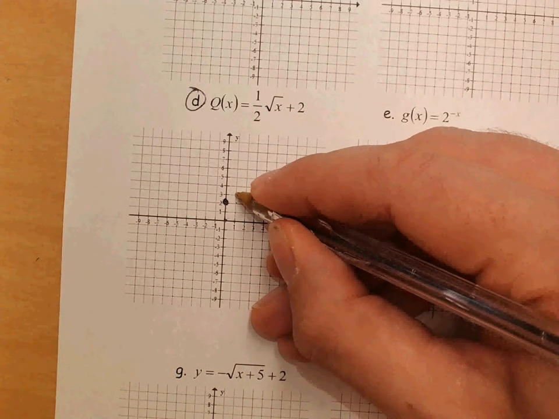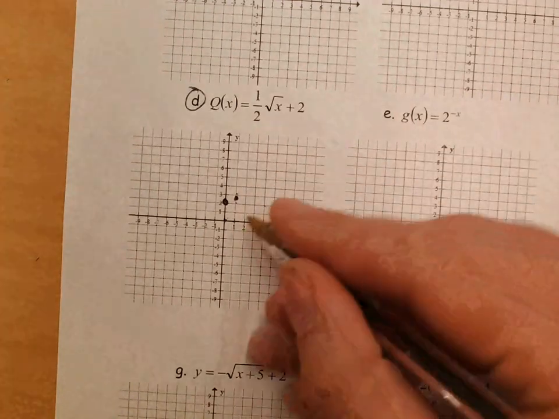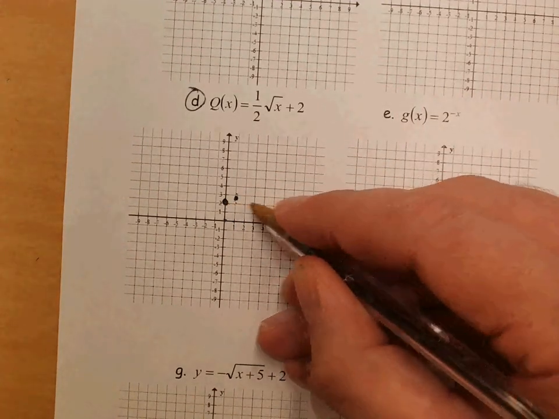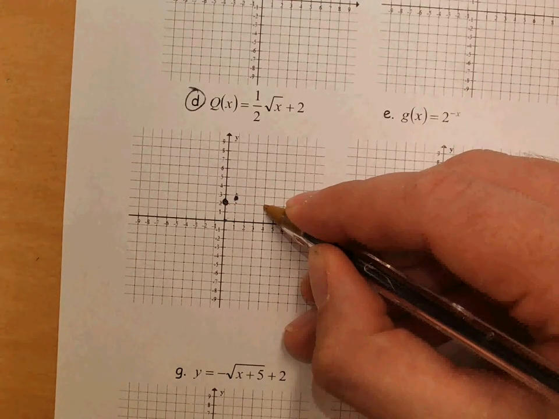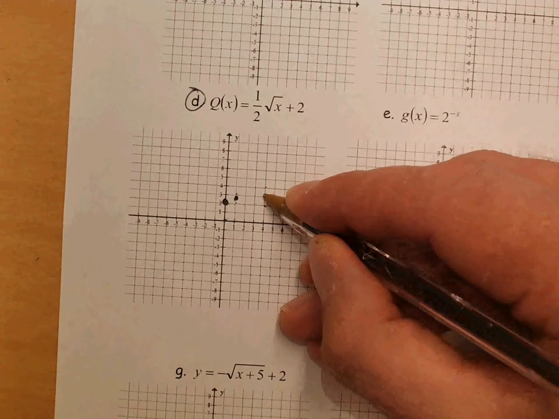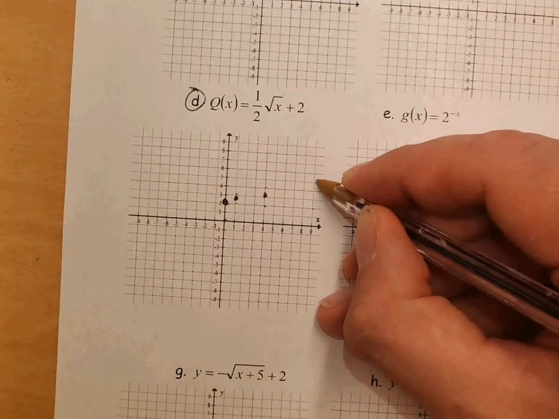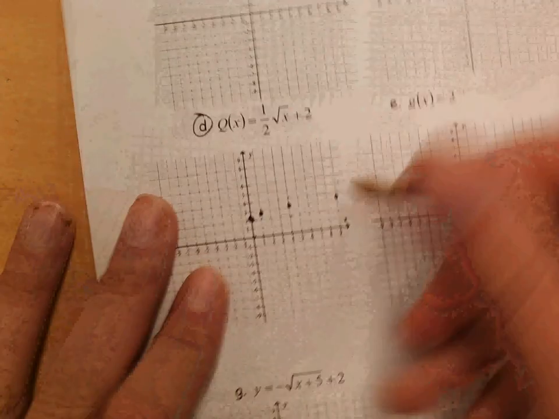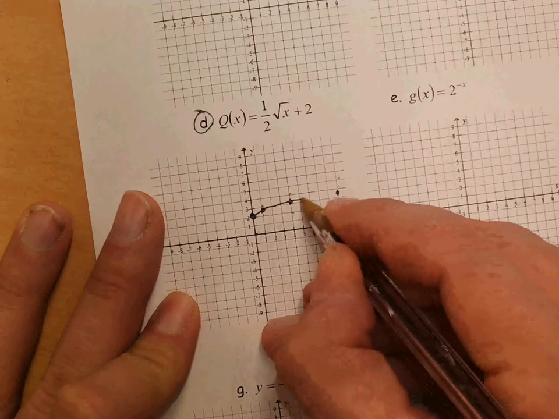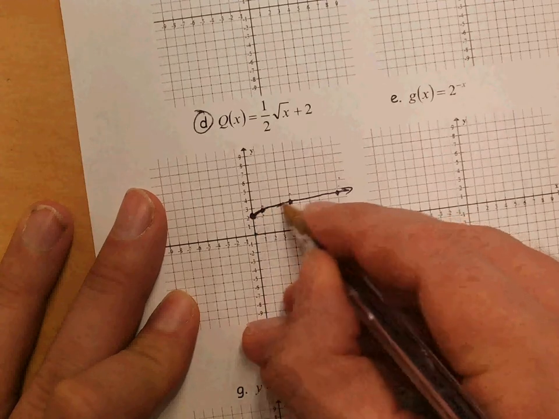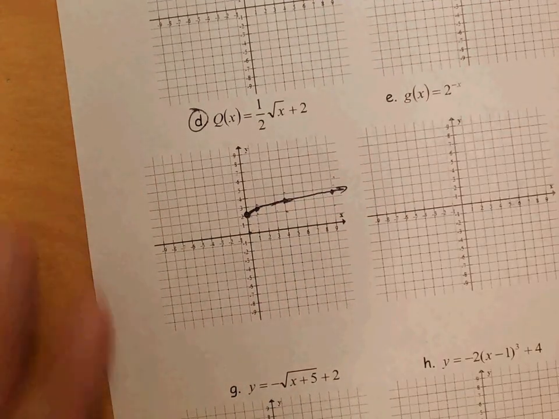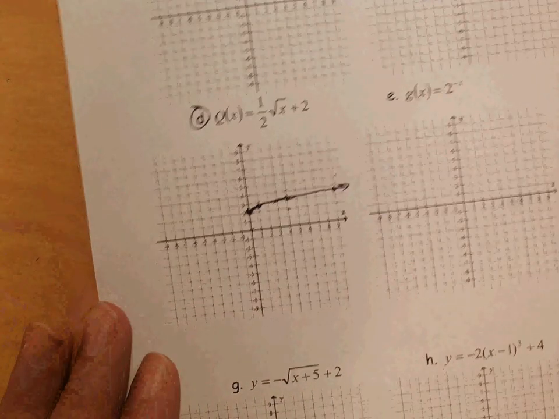So square root of 1 is 1, half of that is 1/2. The next easy number to do the square root of is square root of 4. Square root of 4 is 2, but we have to do half of that, which is only 1. Square root of 9 is 3, but half of that is 1.5. And so we get this pretty vertically compressed square root function. It's growing very slowly, and that's what it looks like.